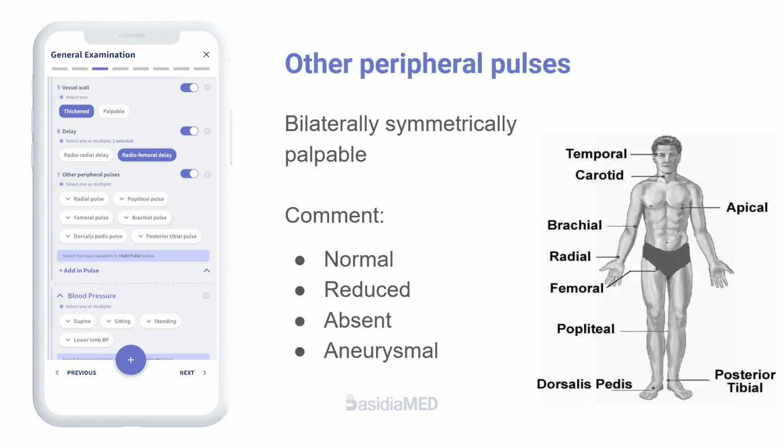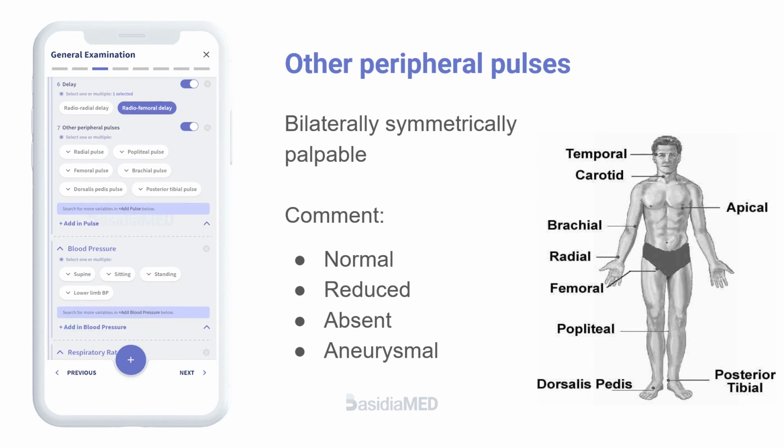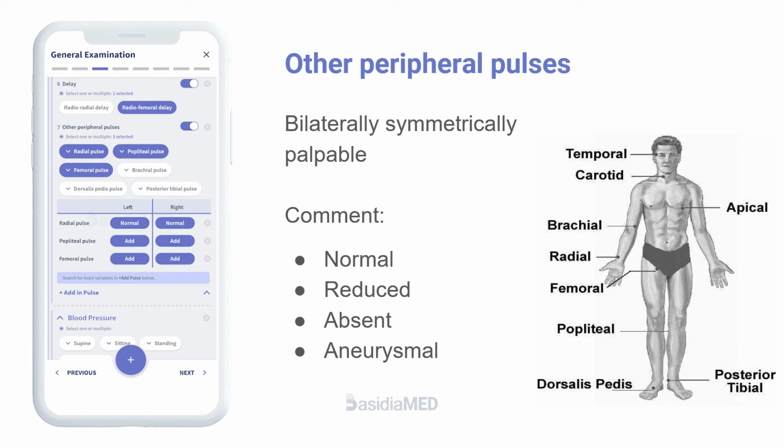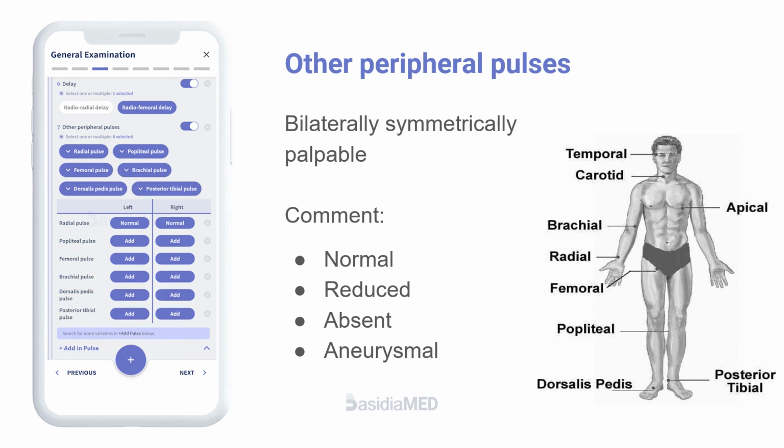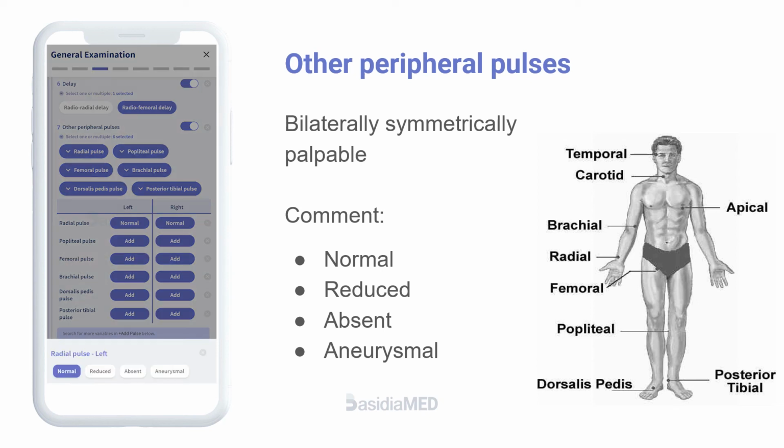Peripheral pulses. Assessment of pulse is incomplete without recording other peripheral pulses. They are used to identify conditions such as thrombosis, Takayasu arteritis, vasospasm, and emboli. Peripheral pulses can be measured at these sites, as shown in the presentation. They are symmetrically palpable, with normal volume. Abnormalities such as reduced, absent, or aneurysmal pulse are noted.